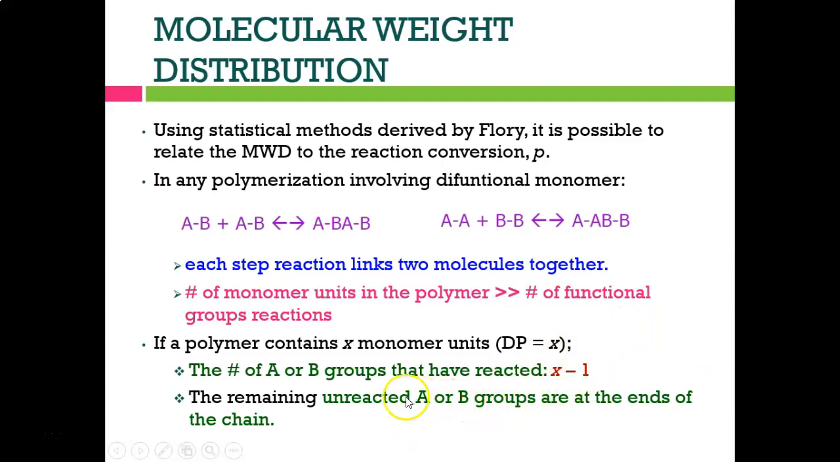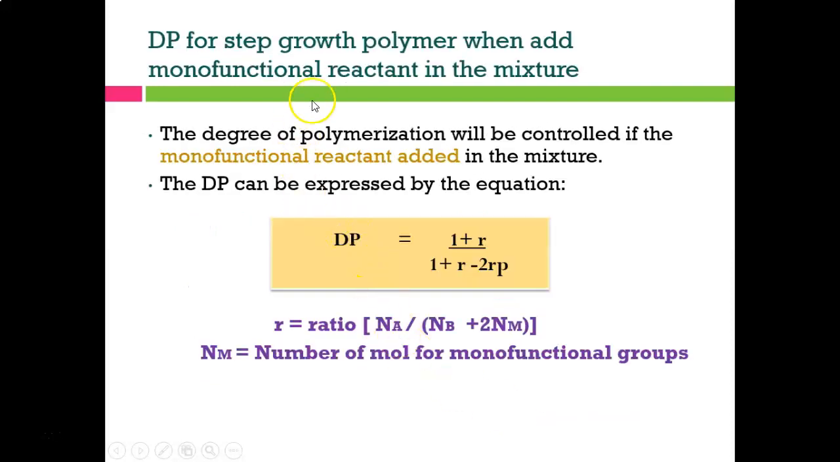So you don't need to terlalu nak obsess kenapa macam ni. Okay, memang the scientist dah create dia macam ni. So X ni apa? X is dP. And dP for the step growth polymer when adding monofunctional reactant in the mixture, okay, the equation will be 1 plus R divided by 1 plus R minus 2RP. And the R is the ratio Na over Nb plus 2 Nm. What is Nm? Nm is the number of mole for monofunctional group.